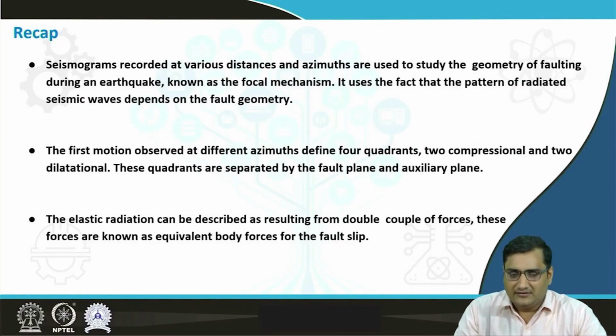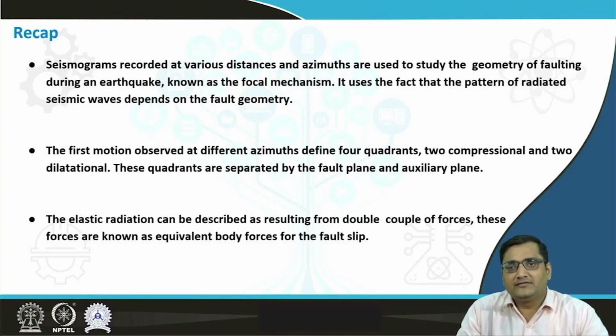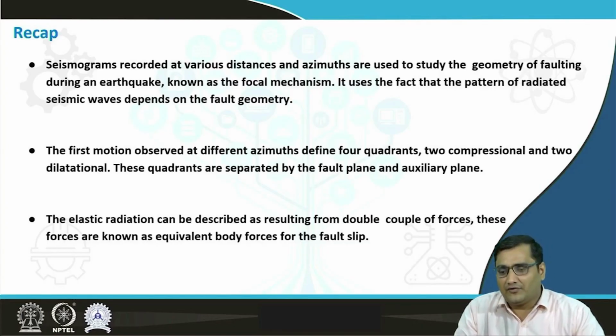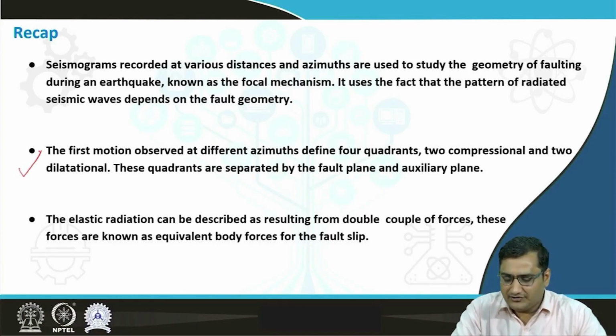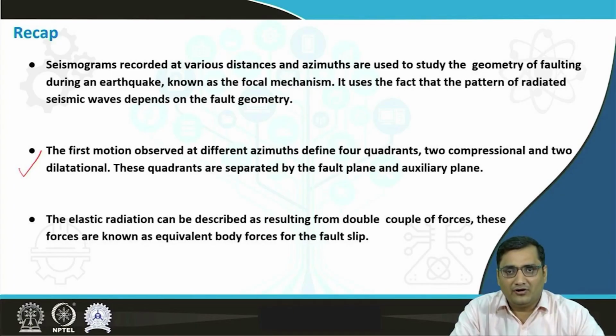Then we learnt that seismograms recorded at various distances and azimuths can be used to find the geometry of a fault during an earthquake, and these are known as focal mechanisms. It uses the fact that the pattern of radiated seismic waves depends on the fault geometry. Then we talked about first motions, which can be used to find the zones of compression and dilatation. It basically divides the zone of deformation into 4 quadrants, 2 for compressional and 2 for dilatational.